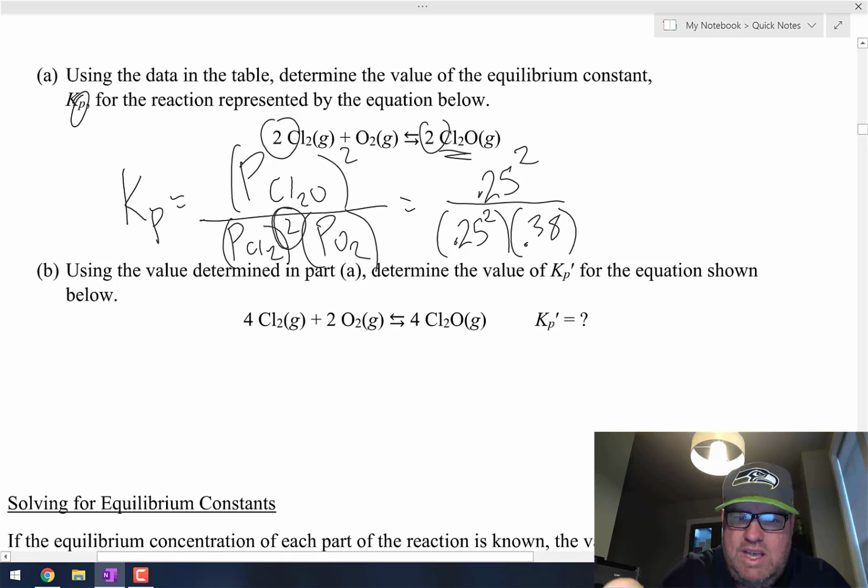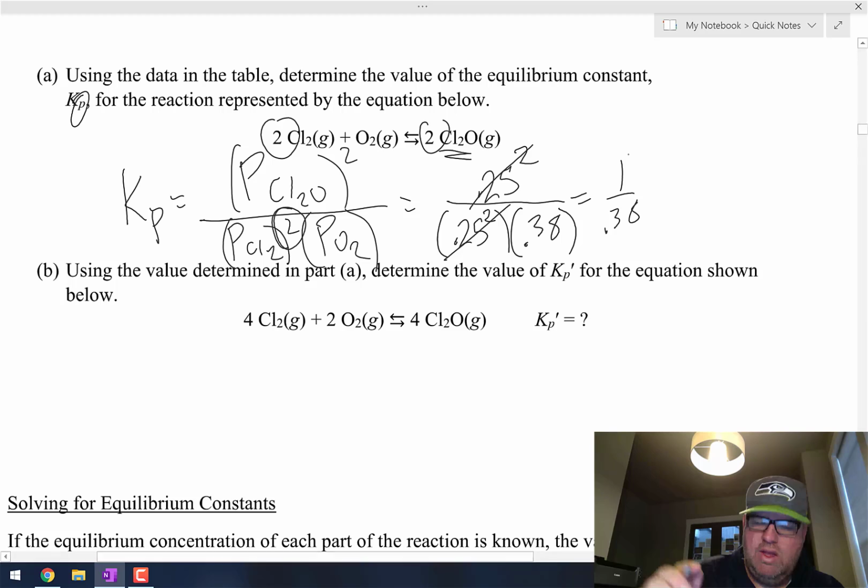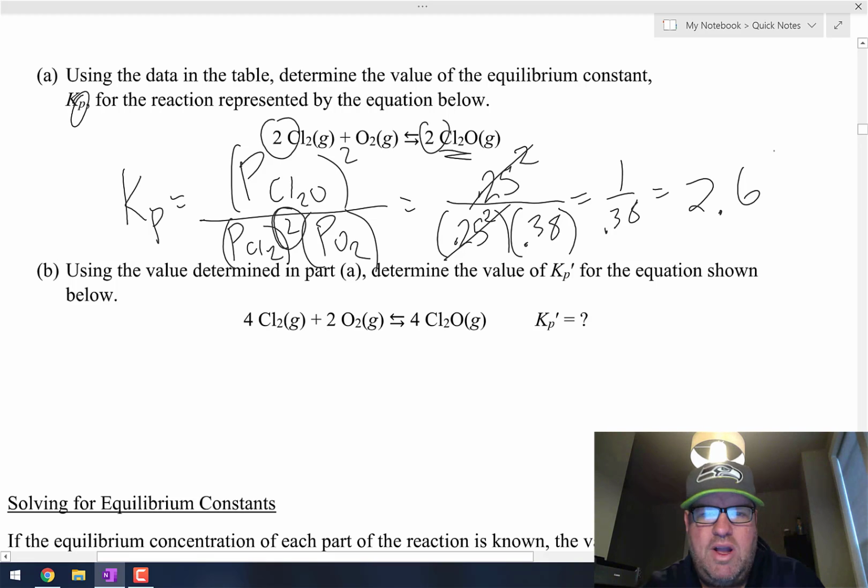Okay, and we can see here, 0.25 squared over 0.25 squared, those are going to cancel. So we're really left with just 1 over 0.38, which they wouldn't expect you to be able to do; you could approximate it. So 1 over 0.38 equals 2.6, the equilibrium constant for that reaction.